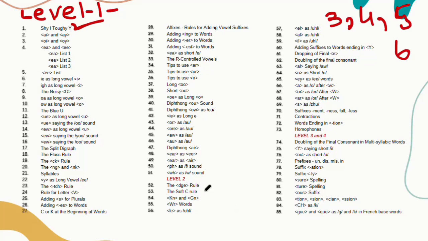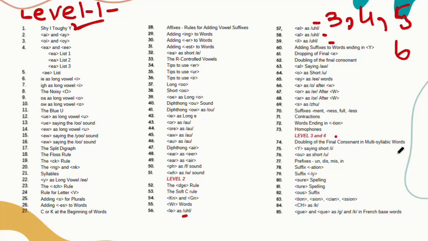Next thing that we have in level 2 is the soft C, soft G rule. The soft G is missing. I should have written soft G here as well. Then we have the silent letters KN and GN, saying the N sound at the beginning, as in night and gnome. WR words. LE as L sound, EL as L sound, AL as L sound, IL as L sound, and then some more rules.